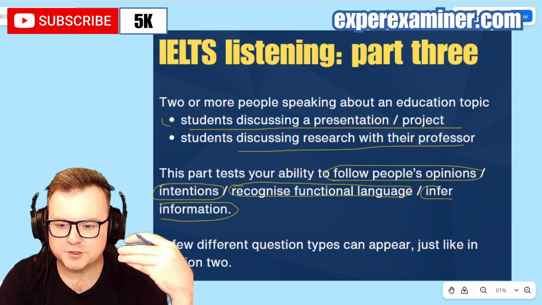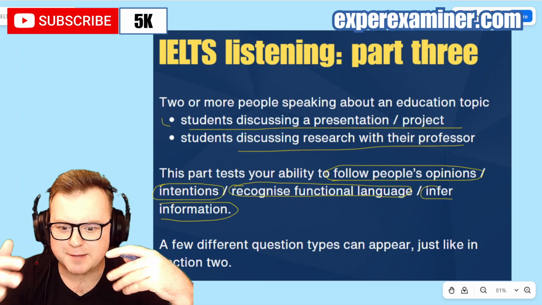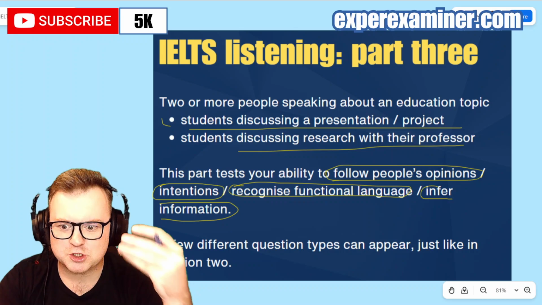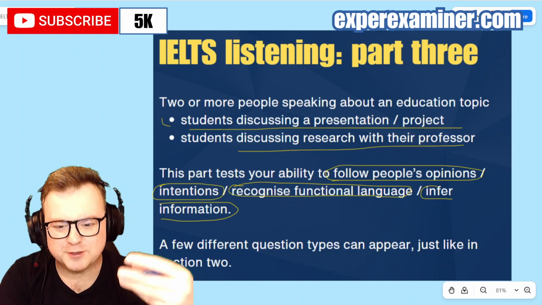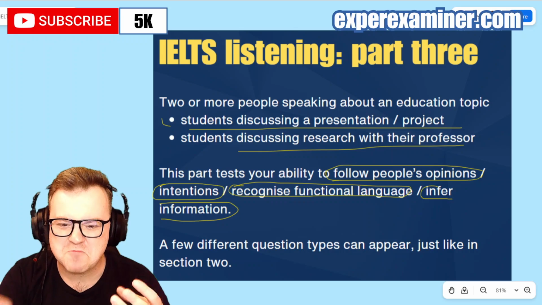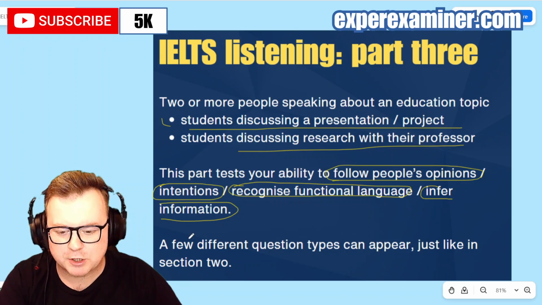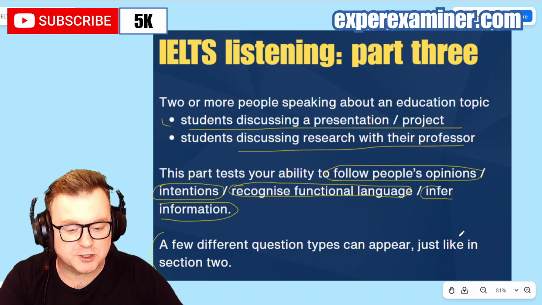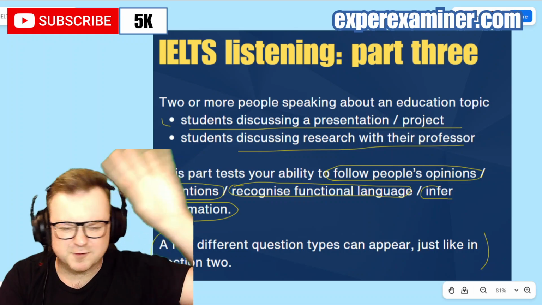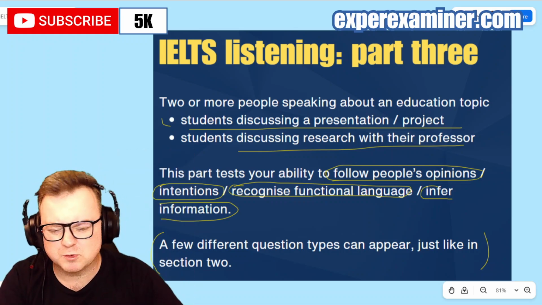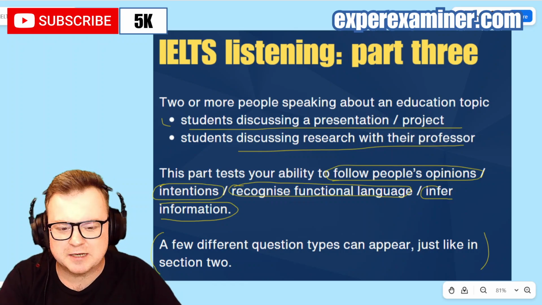When we're listening for detailed information, like a date, a place name, or the way a name is spelt, it's very easy to just play back the recording and say, see, this is the information. In part 3 and part 4, when we get into that not so black and white stuff, it can be quite frustrating for students. And again, just like in part 2, a few question types can appear. We have matching, fill in a flowchart, fill in notes, multiple choice, all of those could appear in part 3.